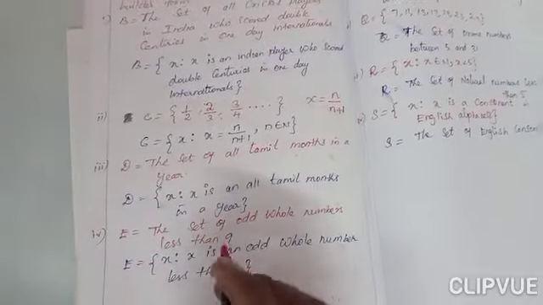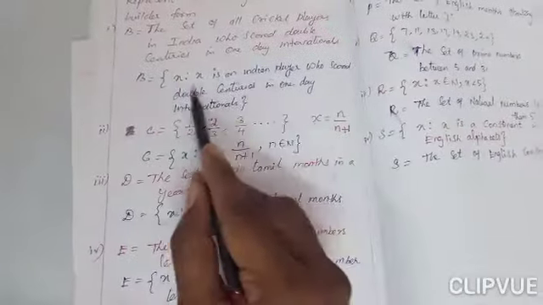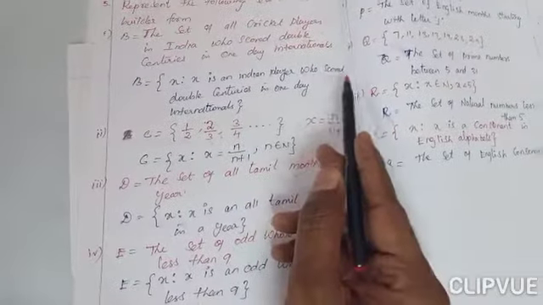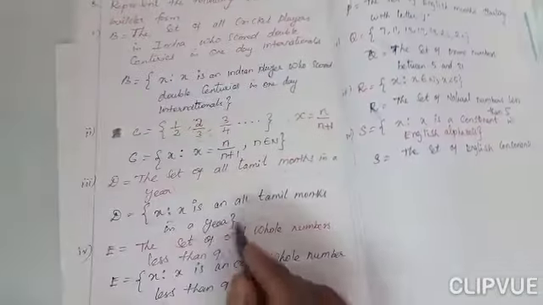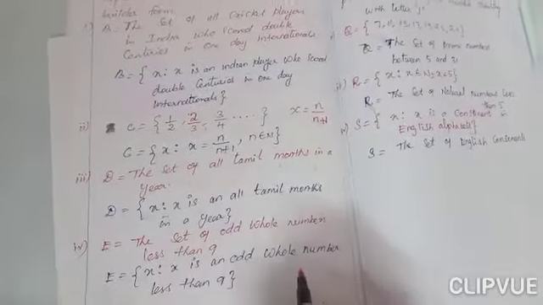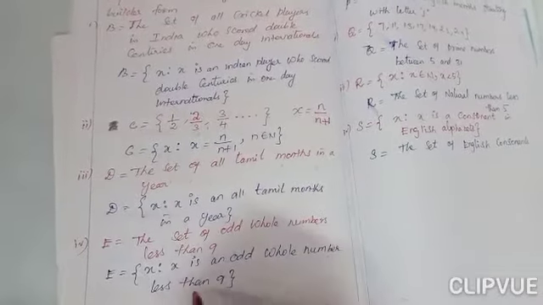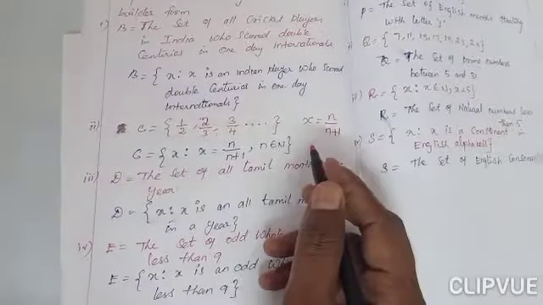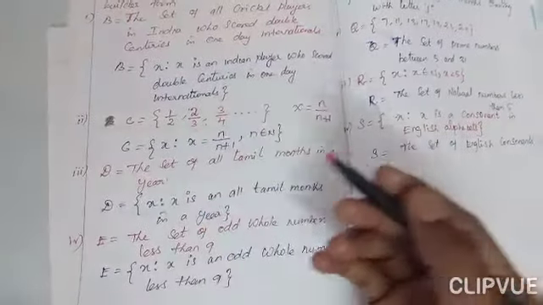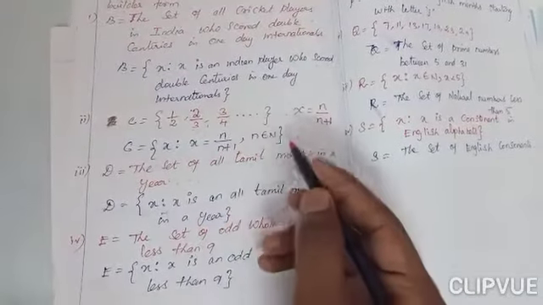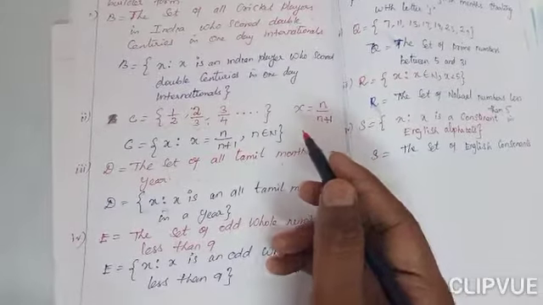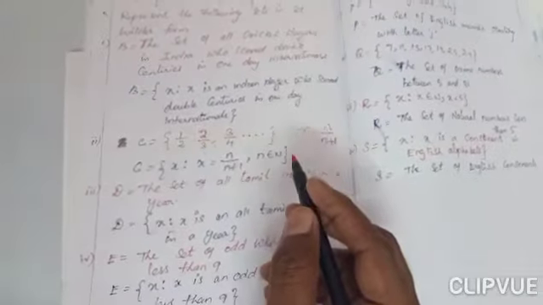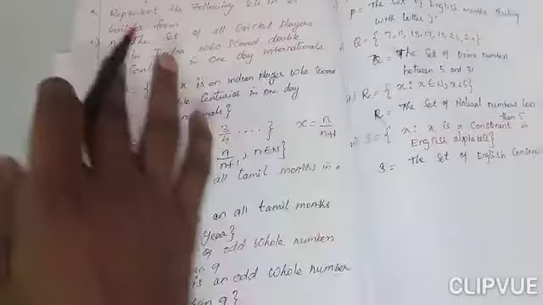In the fifth Roman number, the first sum, third sum, and fourth sum are very easy because we are writing the words only. x such that x is an Indian player who scored a double century. x is an all Tamil months in a year. x is an odd whole number less than 9. The second sum alone is a little different because here we are framing the formula. Each sum will differ. We have to create the formula with our clear understanding. I hope you understand this fourth and fifth Roman number.